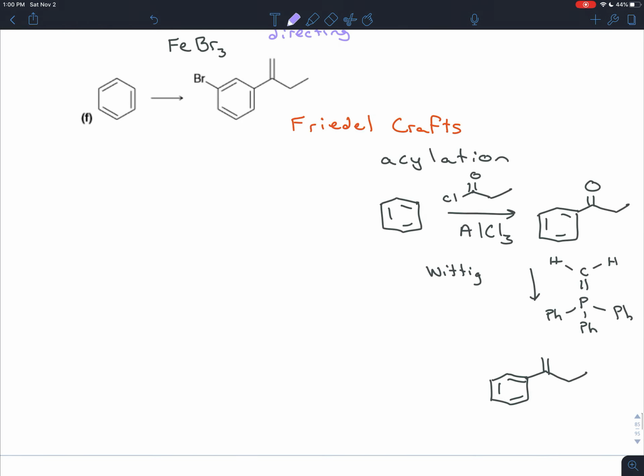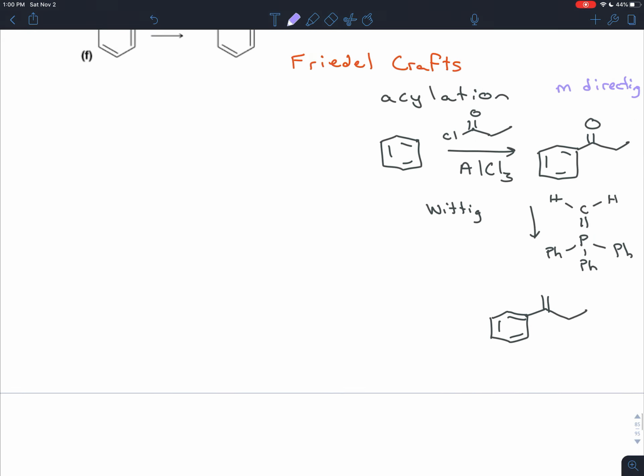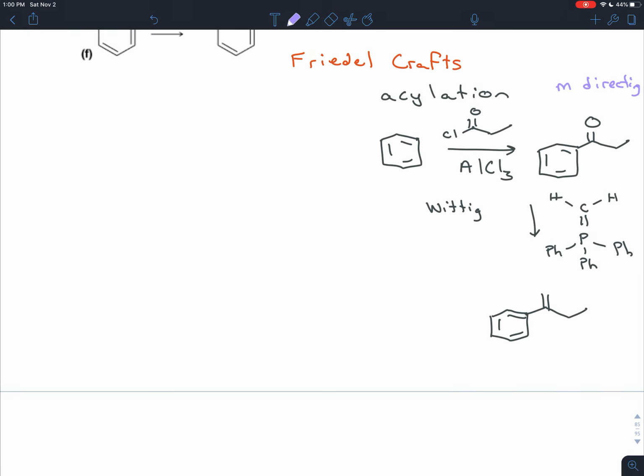Here, we have 2 different products. We have the acyl group on the benzene ring. Remember, if you have a pi bond to an electronegative atom on the benzylic position, that's moderately deactivating and meta-directing. And finally, we just have an alkyl group. Alkyl groups are weakly activating and ortho-para-directing.